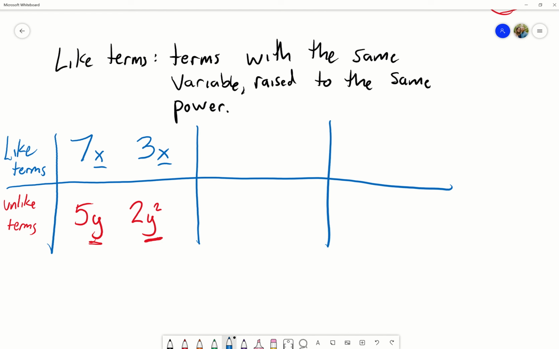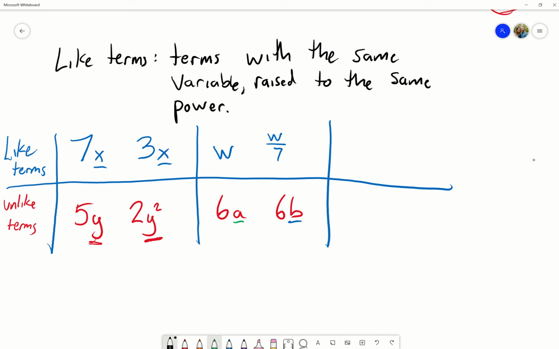Another example might be w and w divided by 7. Those work because they both have the same variable w connected to each term. Each term has a w. For this one, we might have 6a and 6b. These are unlike terms because the variables are different. If the variables are different, they're unlike terms.